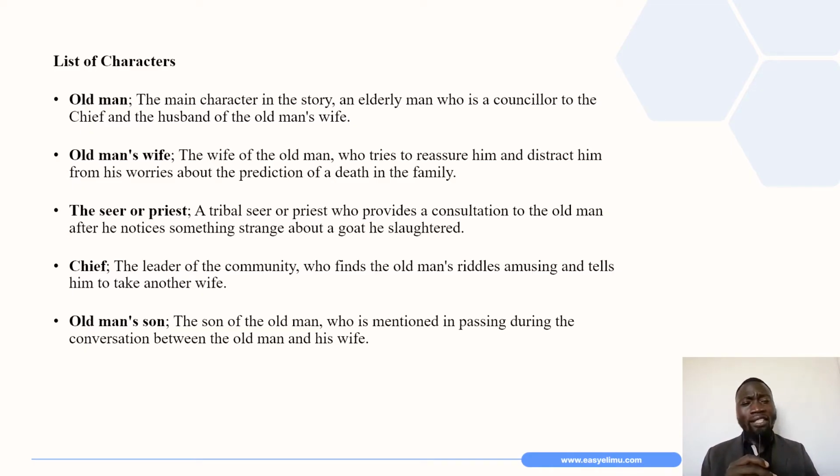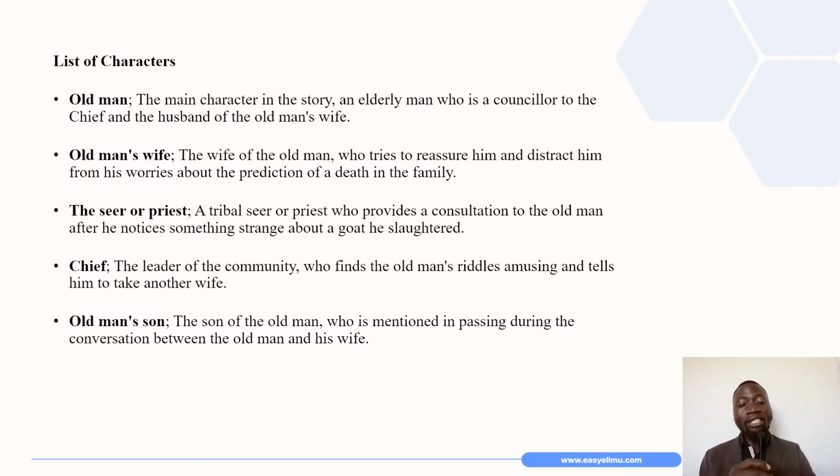Before we do that, let us have a look at the list of characters that we have in this text. In the first place, we have the old man. The old man is the main character in the story, an elderly man who is a counselor to the chief and the husband of the old man's wife. The old man's wife is the wife of the old man who tries to reassure him and distract him from his worries about the prediction of a death in the family.